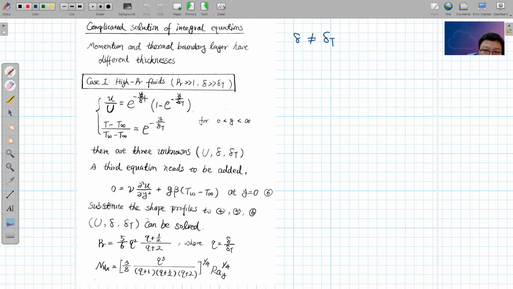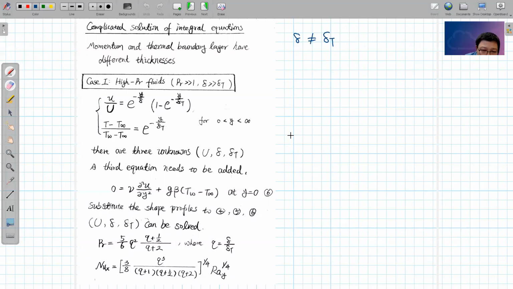and we only have 2 integral equations. Okay, we only have the momentum integral equation, equation 4, and the energy integral equation, equation 5. 3 unknowns, 2 equations, so we cannot solve the problem. We need an additional equation to solve it. How can we do that? How can we introduce an additional equation?